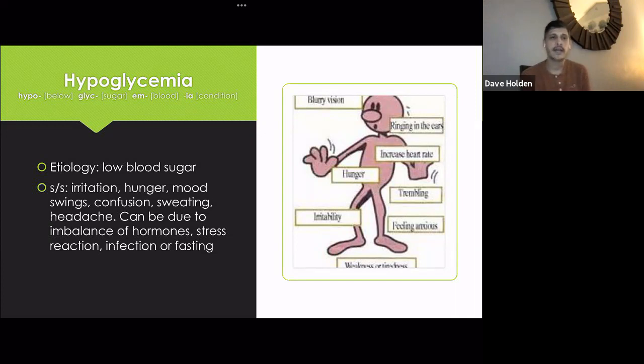Hypoglycemia, when you break the word down, is a below sugar blood condition. What we're saying is you've got low blood sugar. Usual signs and symptoms is irritation and hunger. You probably have had hypoglycemia many times in your life. You probably just said you were hangry.